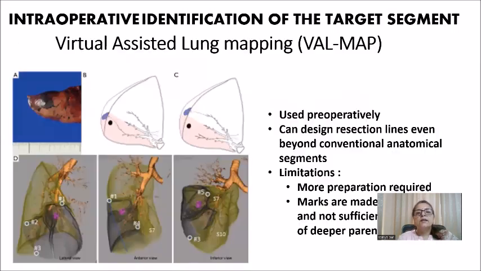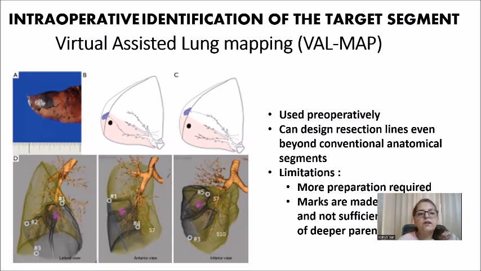Then another method, which is the latest and is becoming popular nowadays, is virtual assisted lung mapping, or VALMAP. In VALMAP, we use virtual bronchoscopy, and through the virtual bronchoscopy we put the dye, that is again ICG or methylene blue dye, which helps in staining the parenchyma of the segment, and that will guide the surgeon on the table. This can design the resection lines even beyond the conventional anatomical segments.